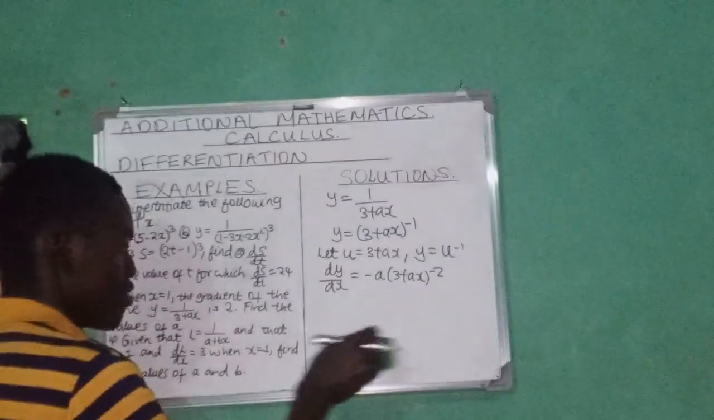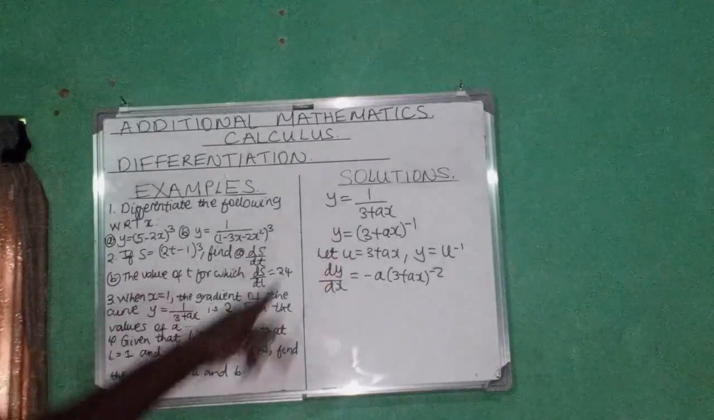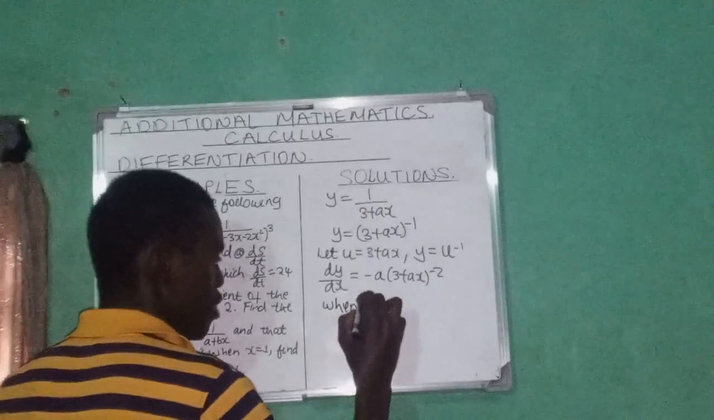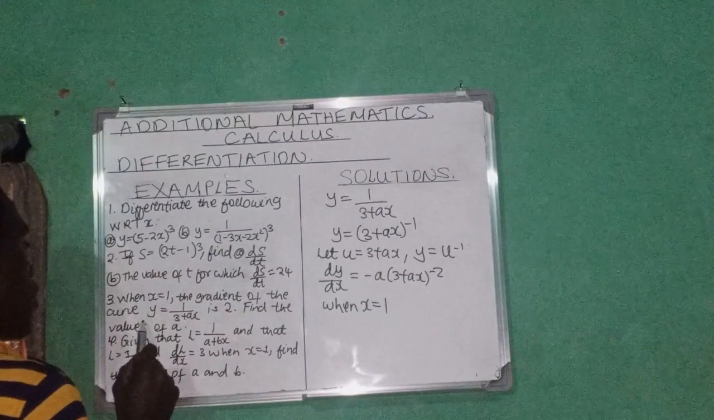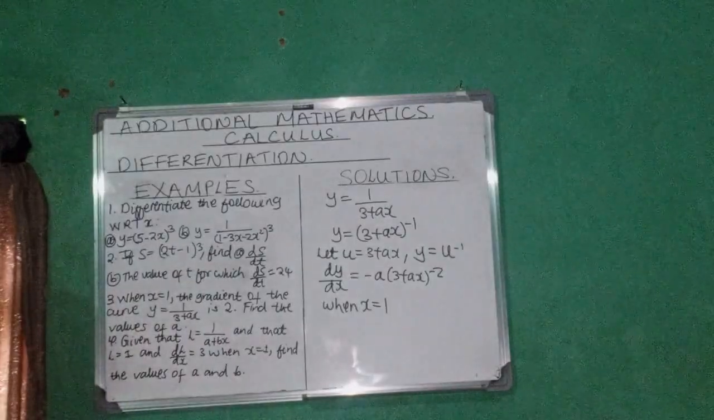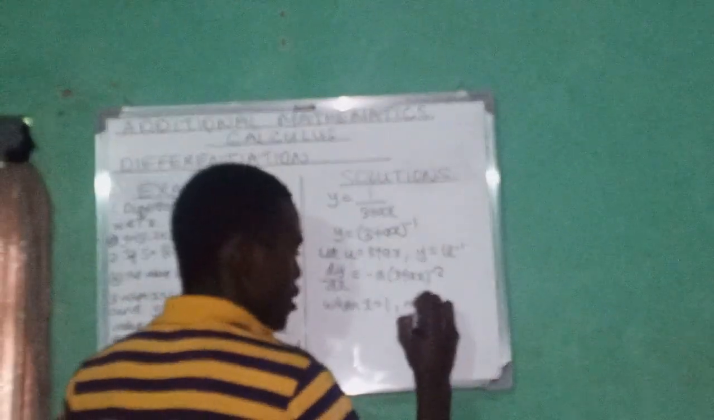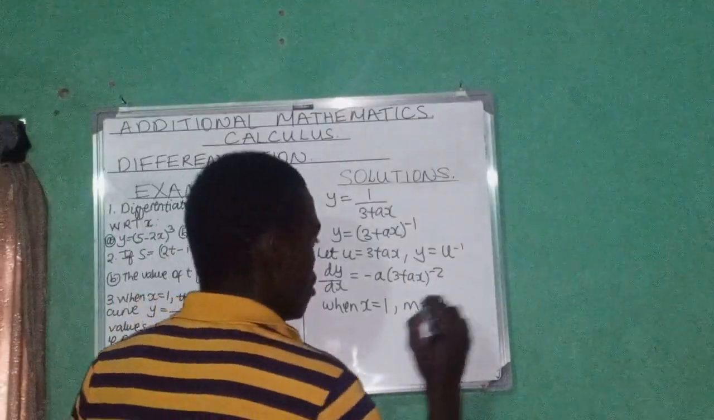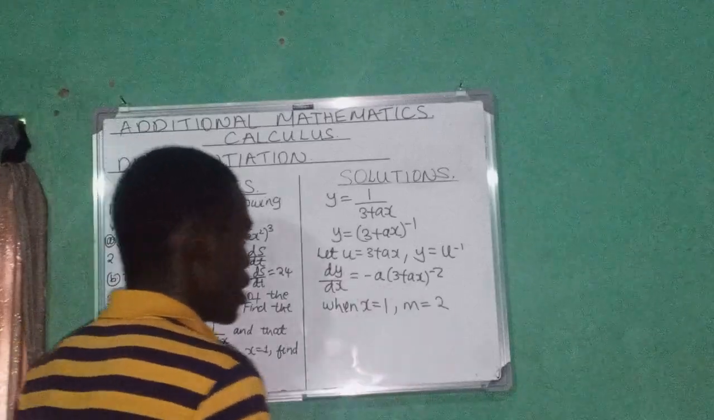That's your dy/dx. And then they are saying the gradient of this curve at the point where x is equal to 1, the gradient, which is m, is equal to a positive 2. So your dy/dx is a gradient function. It's a function that can help you find the gradient.